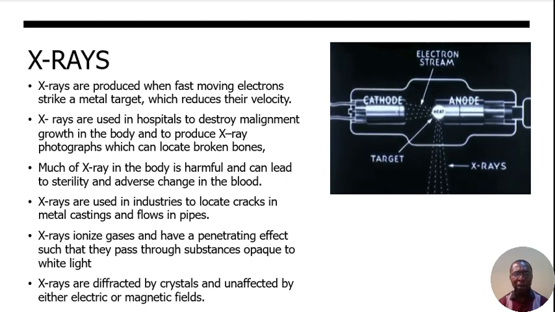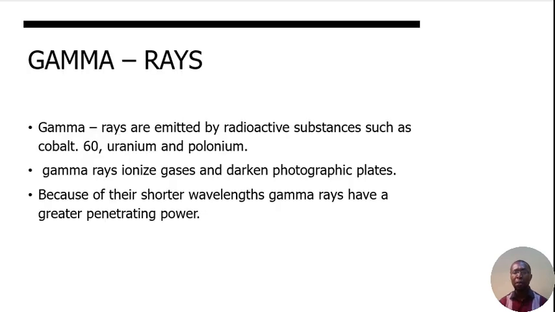Okay. Now, immediately after the X-ray, we have the last ray in the electromagnetic spectrum, which is called the gamma ray. The gamma rays are emitted by radioactive substances such as cobalt-60, uranium, and polonium. The gamma ray, just like the X-ray, also ionizes gas and darkens photographic plates. They have this high penetrating power that makes them do this.